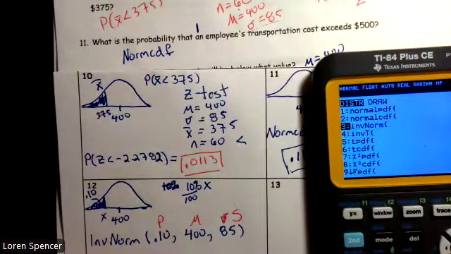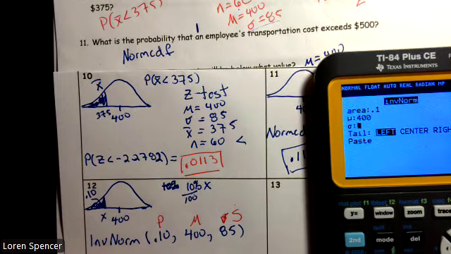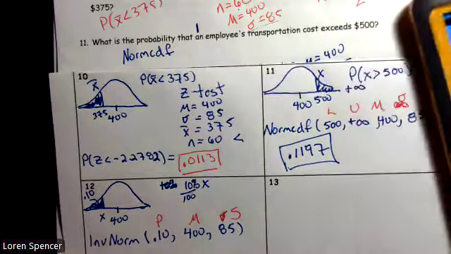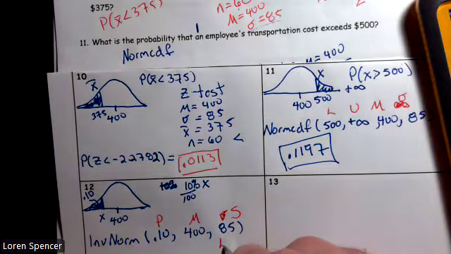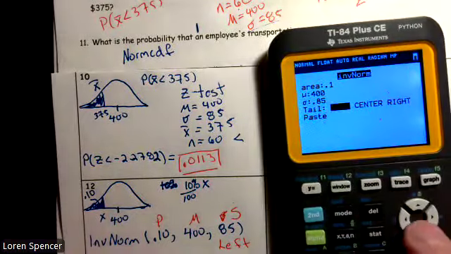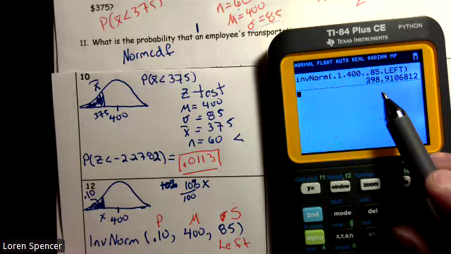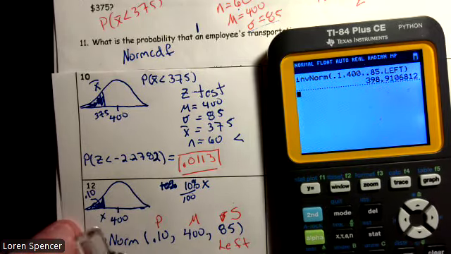Let's plug that into the calculator. Second vars, inverse norm, area 0.10, mean 400, standard deviation 85, and we shaded from the left, so we need to write that down. Left. And we end up with 398.9106.